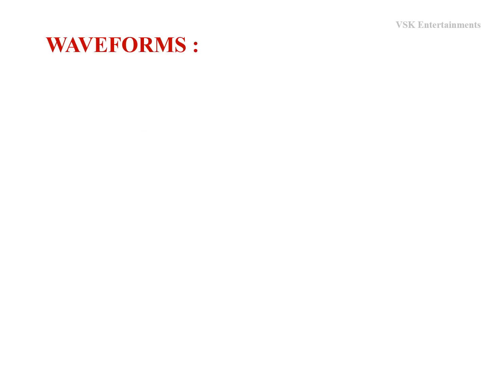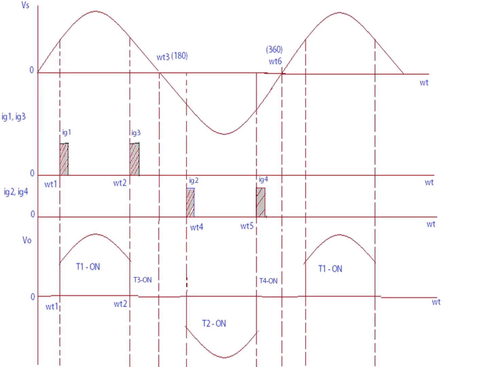By using the above analysis, we are going to draw the waveforms for AC choppers. These are the waveforms of AC chopper which are obtained by using the above analysis. In this, Vs is the AC input voltage, these are the gating pulses which are applied to the 4 thyristors T1 to T4, and this is the output voltage. Initially, before applying the gating pulses, all the thyristors are in open circuit.